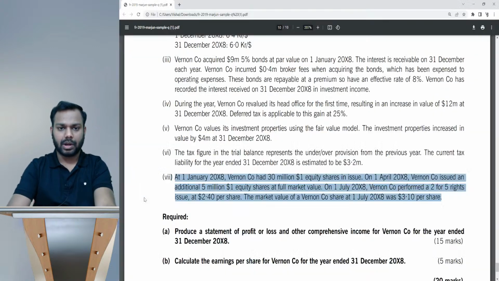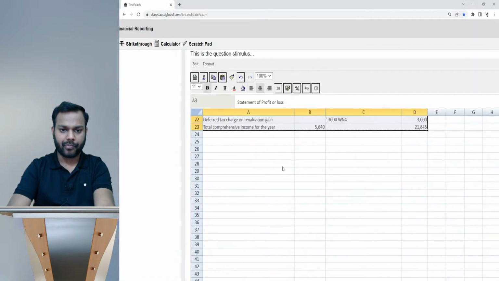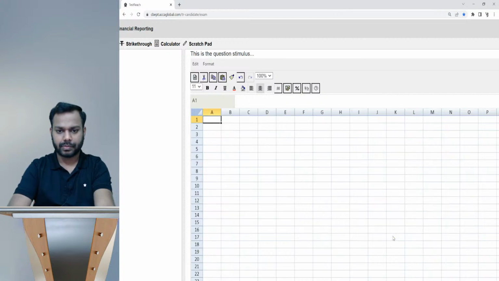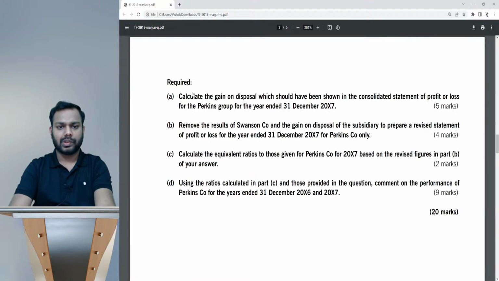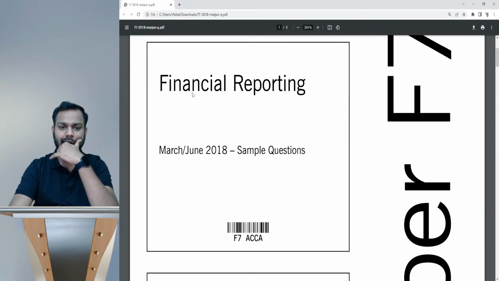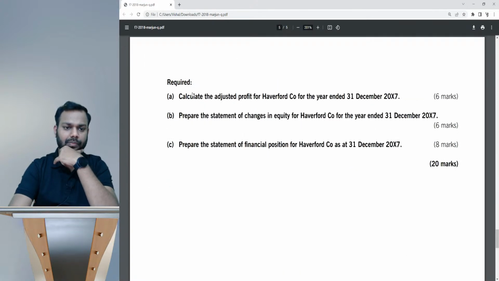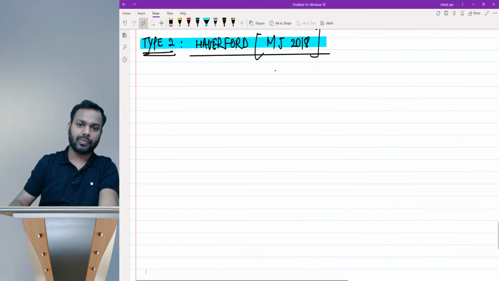Now, let me close Vernon now. Let me remove this one. Now let me open your Haverford question. This is your Haverford question, right? This is the March June 2018 question paper. Question number is 32. Haverford is question number 32.